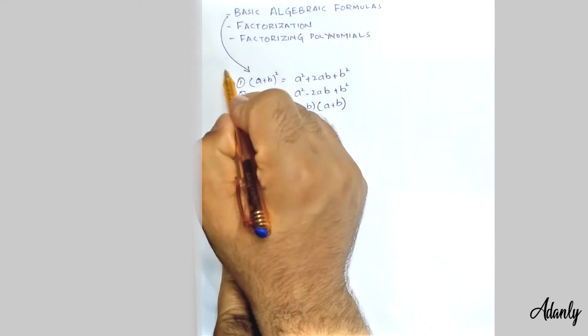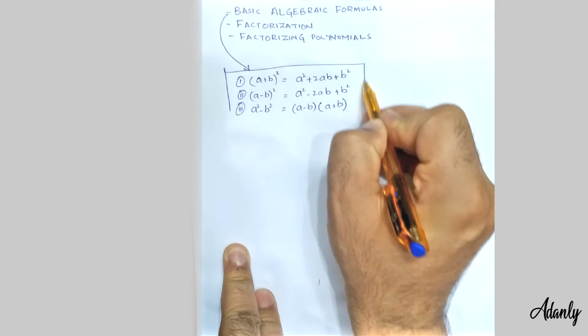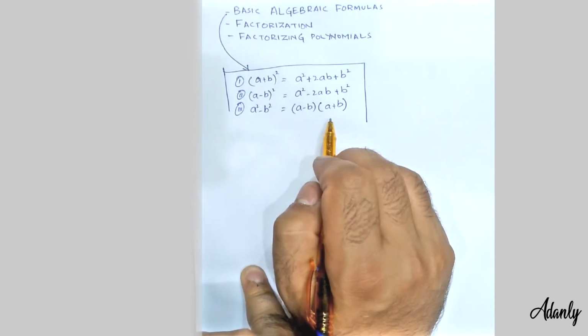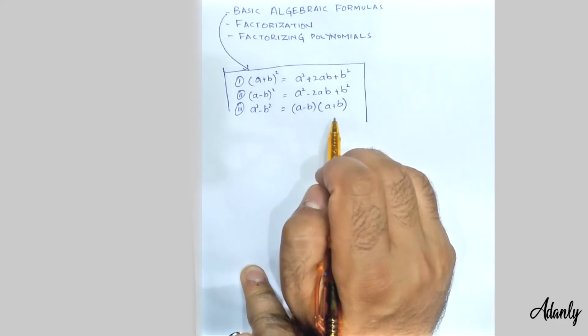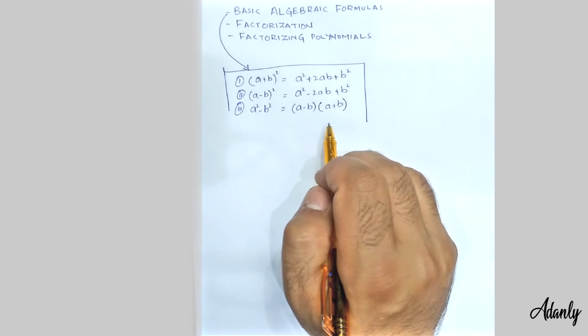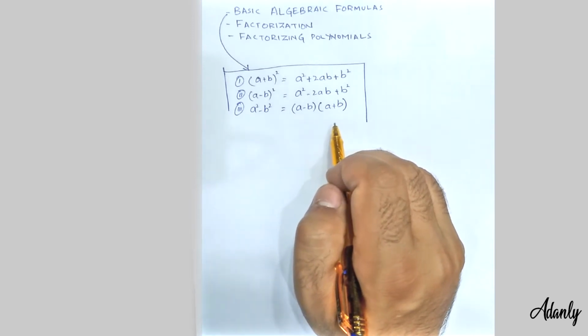Formulas are a general solution for the same type of algebraic questions. These are very helpful in simplifying algebraic expressions. They can also be used for factorization of algebraic expressions. These are the three basic algebraic formulas. On the basis of these formulas, we will be able to factorize the algebraic expressions. Let's solve a few examples to see how this formula works.